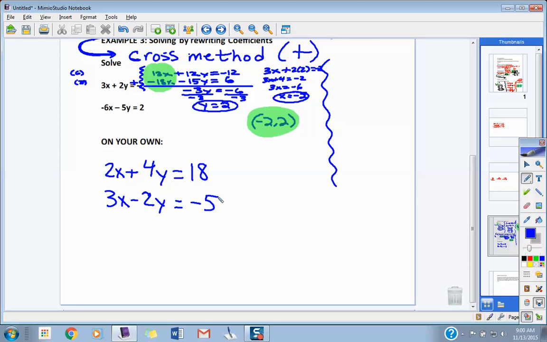Okay, I want to make sure I get through all this today since we do have advisory. First question. Any x's or y's have the same coefficient regardless of sign in front of it? No. So this is where crisscross comes into play.